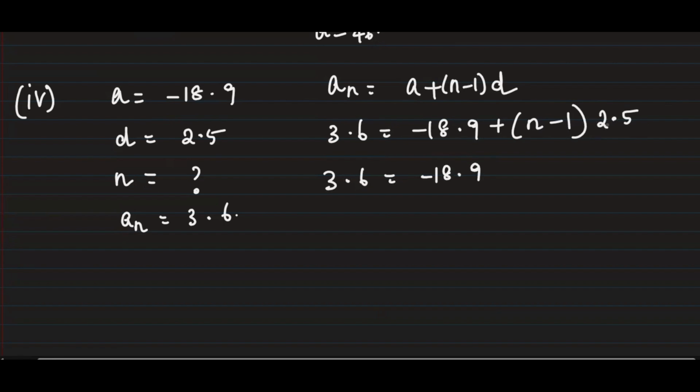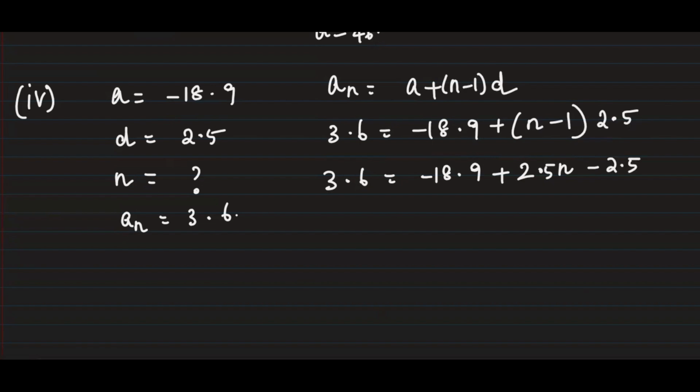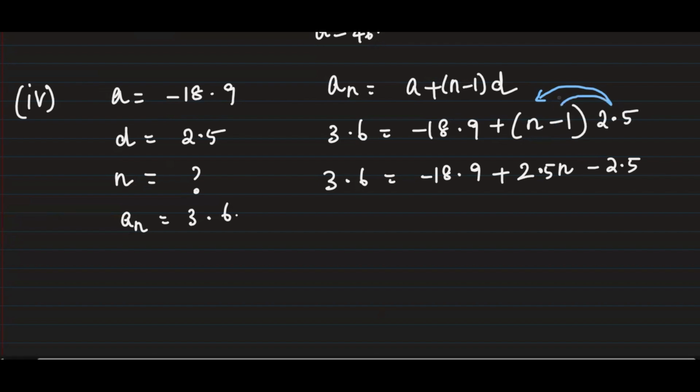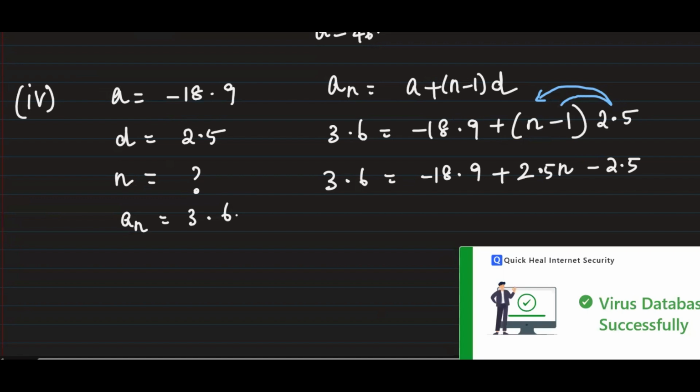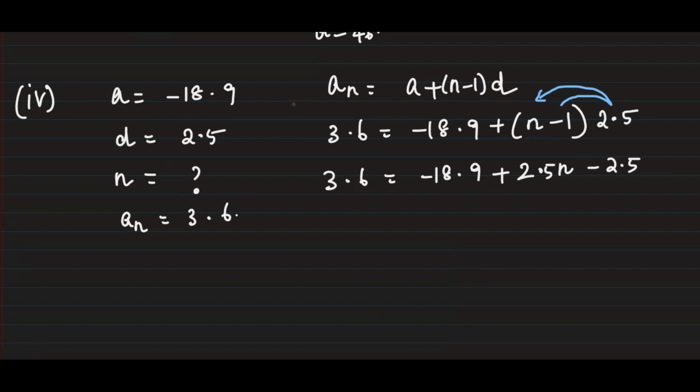So do the distributive property. 2.5 into N becomes plus 2.5N. Then 2.5 into minus 1 becomes minus 2.5. To remove the bracket, we use the distributive property: multiply 2.5 into N, then 2.5 into minus 1. Clear now? Now let's simplify this one.